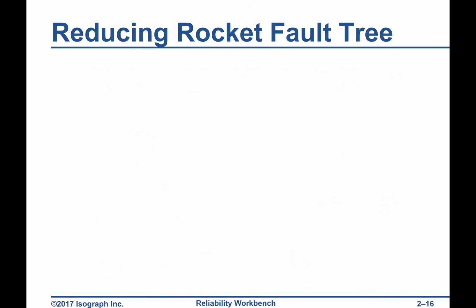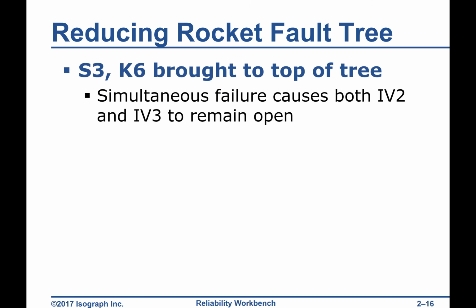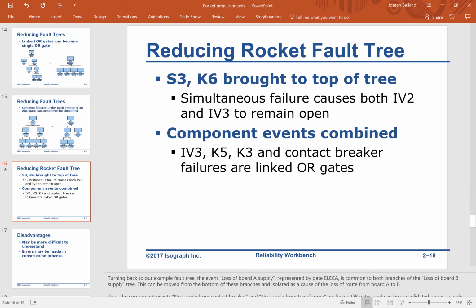Okay, so let's do that in our reduced rocket propulsion fault tree. S3 and K6 can be brought to the top of the tree because they are a common failure branch underneath both the IV2 and IV3 branches of the fault tree. And when we have those linked component events, we can put them all underneath a single OR gate. So let's take a look at what that will look like.